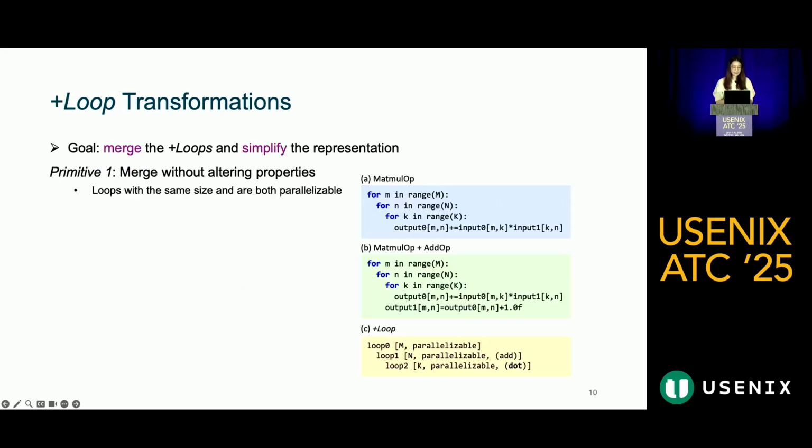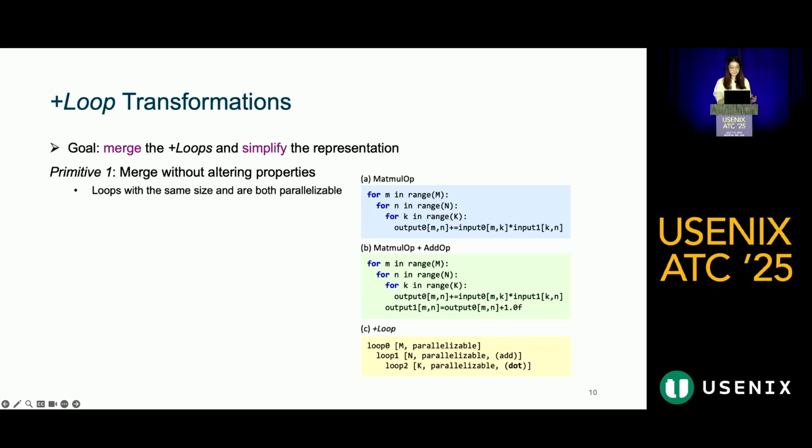To make the PluS graph representation unique for each subgraph, our key idea is to merge the PluS loops as much as possible while keeping the computation correct. This helps simplify the subgraph representation. To do this, we designed three primitives to guide how loops are transformed and merged across different operators when forming a subgraph. The first primitive is merge without altering properties.